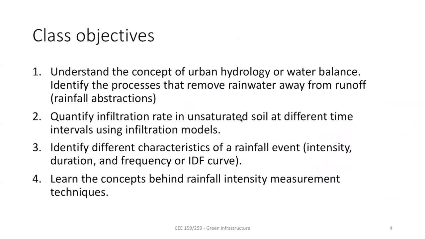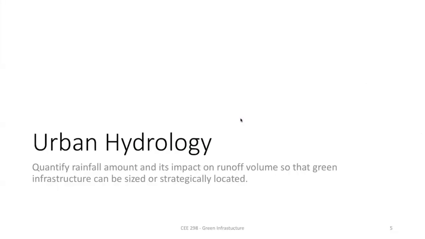Class objective for today's class: we are again going to learn about hydrology, mostly water quantity, how water moves on the surface, what affects it, and how much stormwater you have to deal with, because that's important. If you know the quantity, the design will depend on the quantity. So these are the different questions you are going to answer by the end of this class. All right, so urban hydrology. Hydrology is the movement of water. Urban hydrology means how water moves in an urban area.